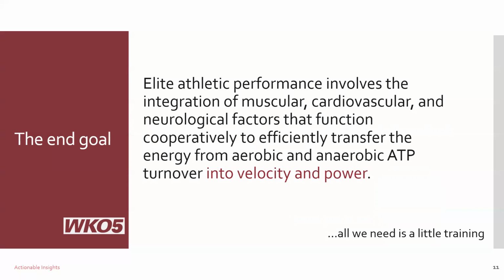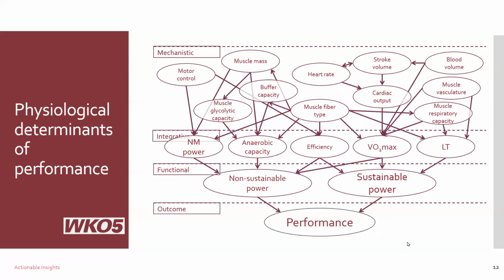So let's talk about performance training. If you talk about performance training, I use this quote all the time. Elite athletic performance involves the integration of muscular, cardiovascular, and neurological factors that function cooperatively to efficiently transfer the energy from aerobic and anaerobic ATP turnover into velocity and power, right? And these two are clearly related. We need to move our bike or we need to run. We need to get faster from point A to point B if we want success in our desired activity. And all we need is a little training, right?